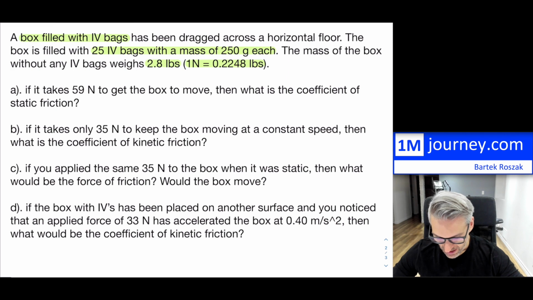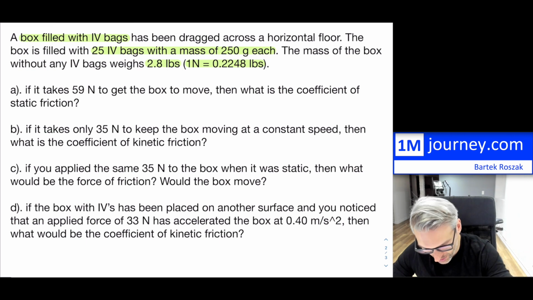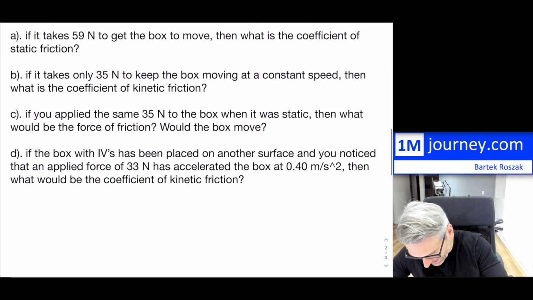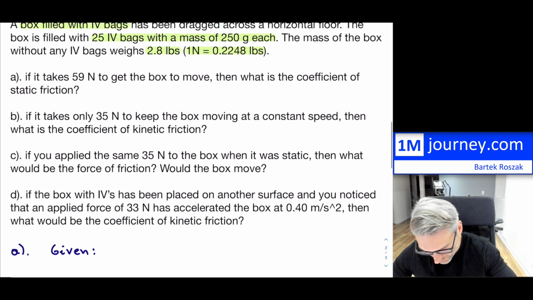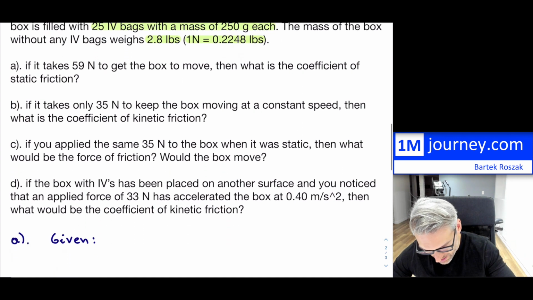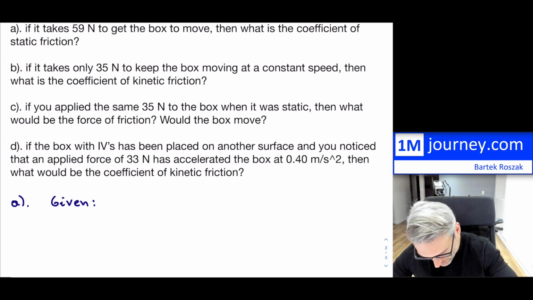Part A, if it takes 59 newtons to get the box to move, then what is the coefficient of static friction? Okay, so that's for part A. So let's take a look at that. Now I'm going to write down all of these givens so that I have them handy for myself. So first of all, let's figure out the total mass.